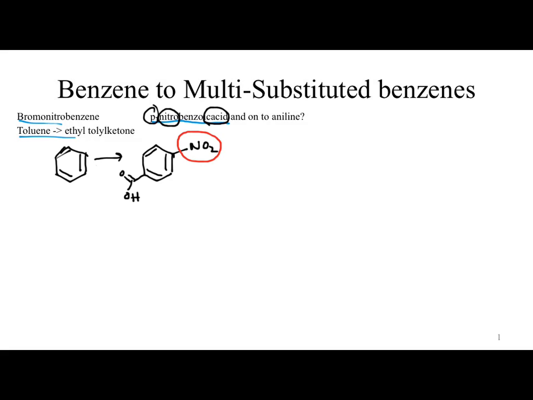To get that on there, what we're doing is breaking that off, and we're putting on NO2 as our electrophile. Okay? How do we get NO2? Where does that come from? We have to add H2SO4 and HNO3. Okay? So to get a nitro onto a benzene ring, those are the reagents that I need to add the nitro to get that put on there.